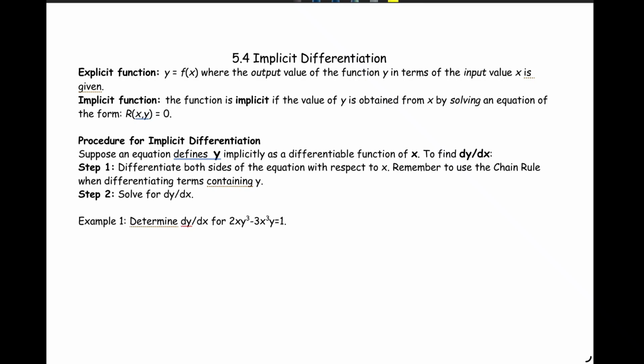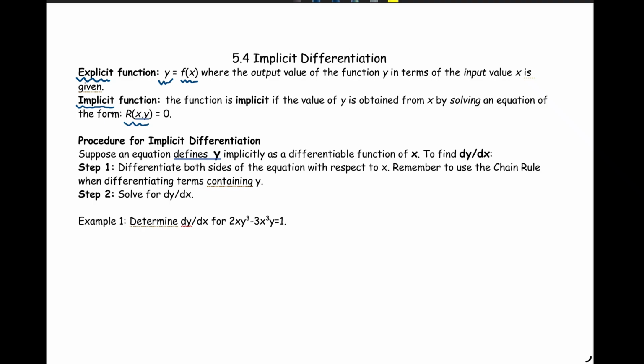In this lesson, we are going to learn implicit differentiation. So we have done differentiation already, and what we have done is explicit differentiation. Explicit differentiation means y is isolated. So we have seen y equals f of x, and y is solved. Implicit function means that y is not isolated, so x and y are together.